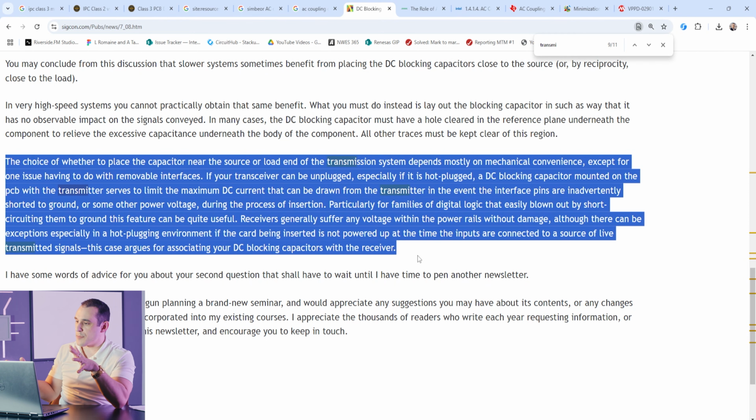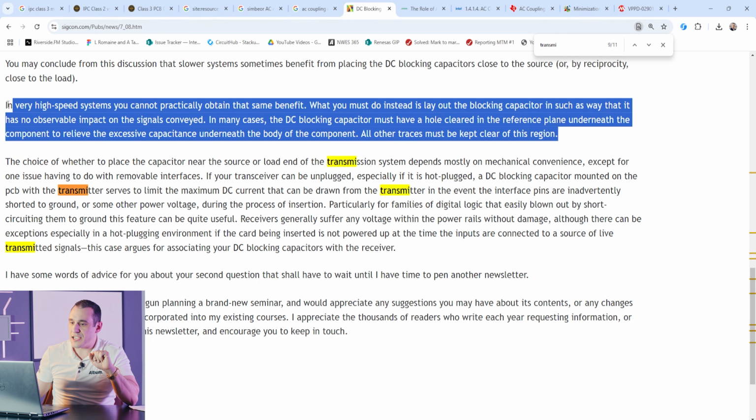the issues that he brings up in this paragraph is with hot pluggable modules. And of course, fiber optic transceiver modules like the one that we showed for the Ethernet switch project, those modules are hot pluggable. Now in this case, with hot pluggable modules, he's arguing for placement of the DC blocking capacitors near the receiver rather than the transmitter.